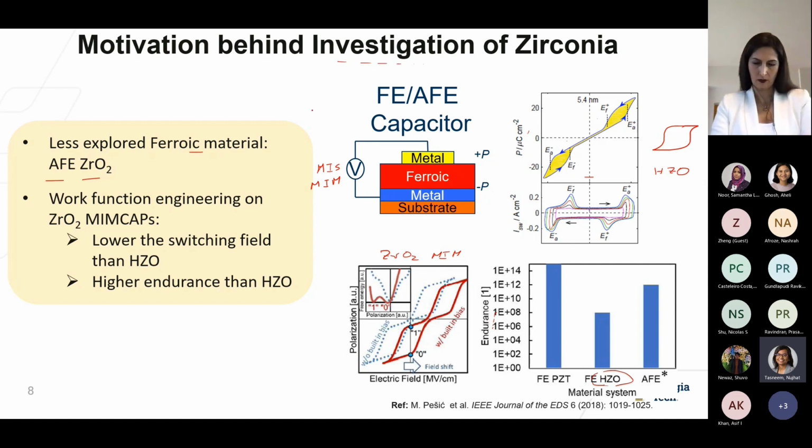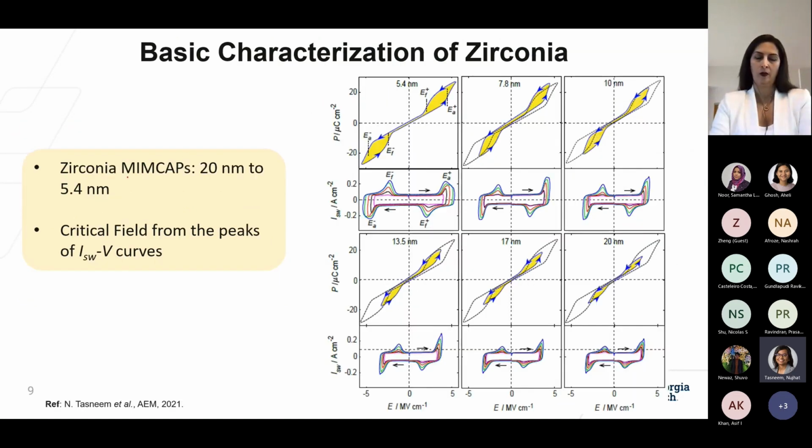In one of my earlier experiments, I fabricated zirconium oxide MIM caps, varying the film thickness from 20 nanometers to 5.4 nanometers, and measured their characteristics electrically. Even the 5.4 nanometer zirconium oxide MIM cap shows a double hysteretic PV loop, which is a very typical characteristic of antiferroelectricity. I then extracted the critical fields for all the samples from the switching current versus voltage curves.